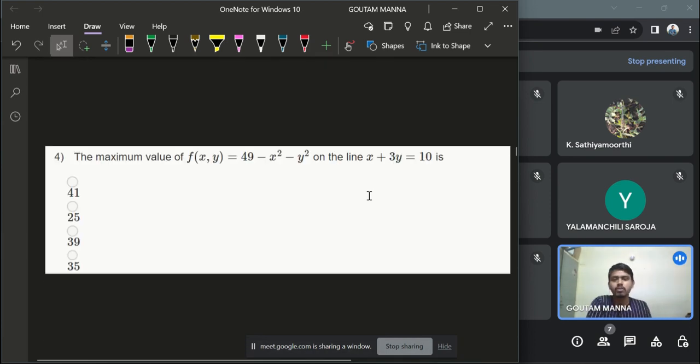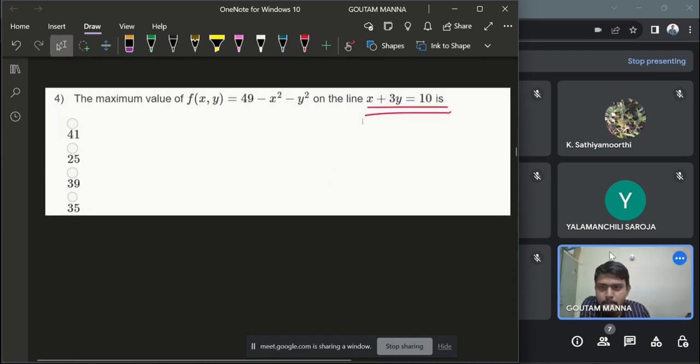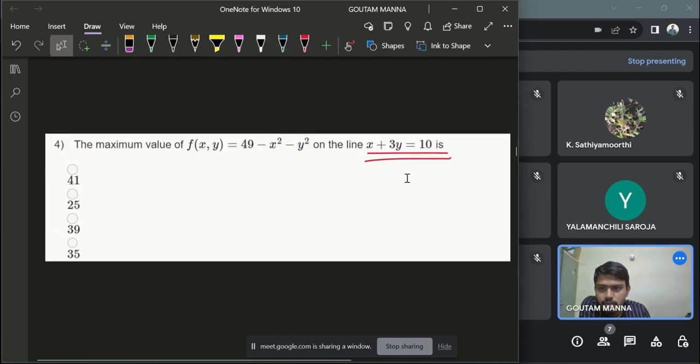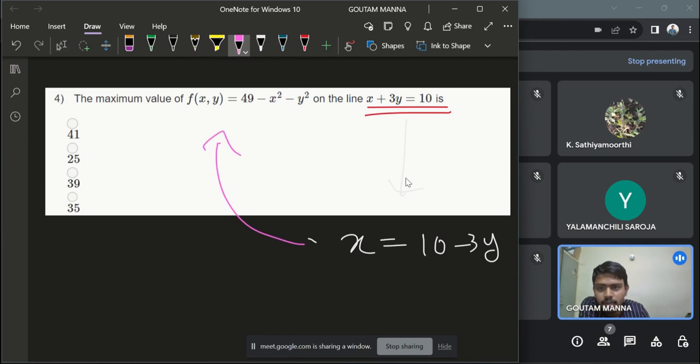Okay, so now we are asked to maximize this function f of xy equals 49 minus x square minus y square on this line. So this is a constrained maximization. The constraint is x plus 3y equals 10. So one easy way to do that is just to replace this value. You can find the value of x from this equation, that will be 10 minus 3y, and put it in f of xy, so you will get a function of one variable and then do the maximization.